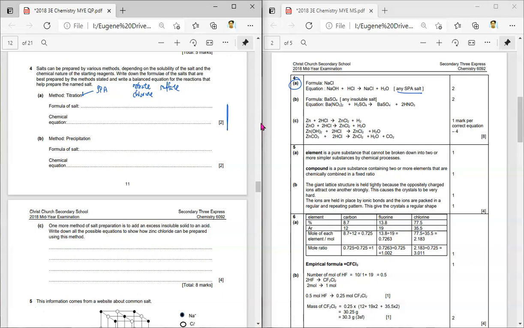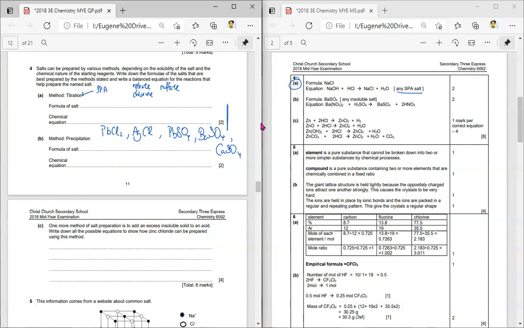Part B, precipitation. Formula of the salts. There are only 5 salts in your syllabus that you can use for precipitation. As I already told you all, go and remember them. You have 2 chlorides. You have PbCl2, lead chloride, and AgCl, silver chloride. So these are the 2 chlorides that you can put as a formula. Sulfates, you have 3 of them. One is PbSO4, lead sulfate. The other one is BaSO4, barium sulfate. And the last one is calcium sulfate, CaSO4. So these are the 5 possible ones that you can put as a formula.